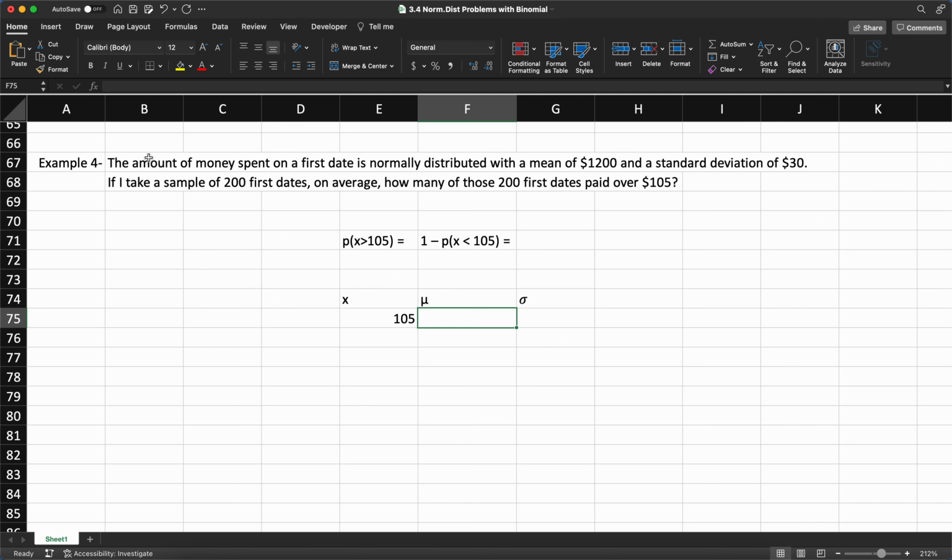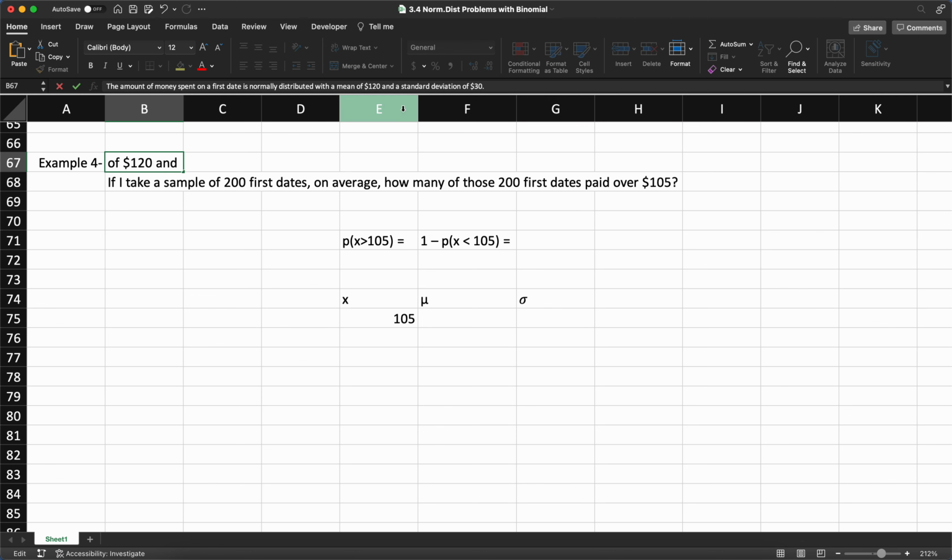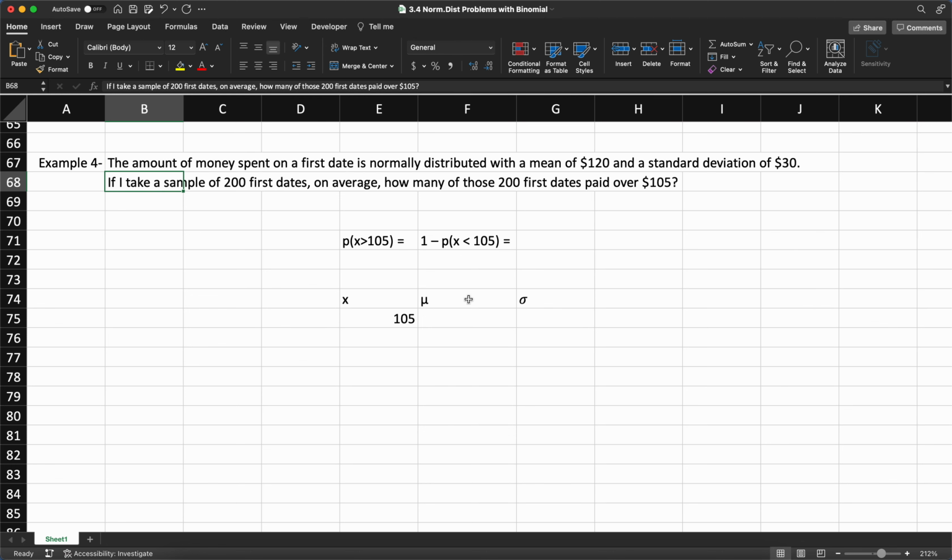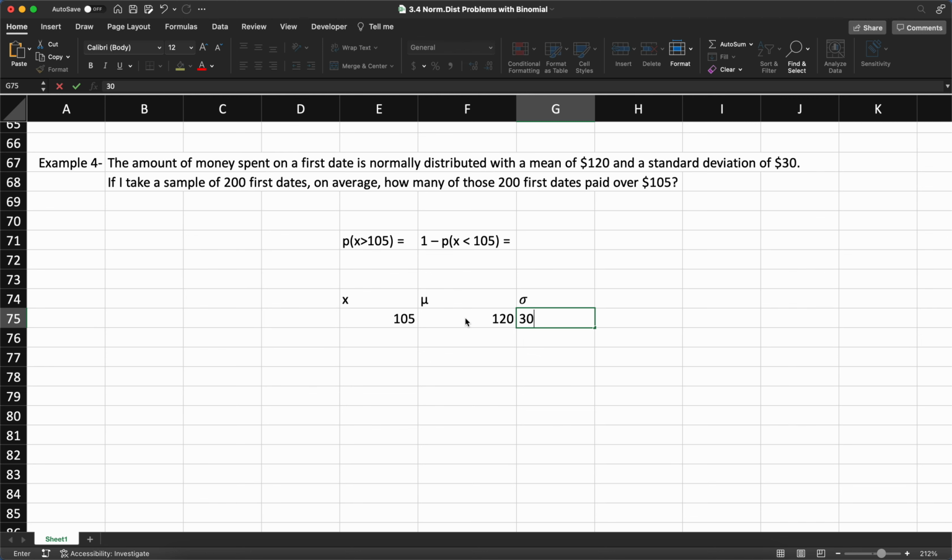I'm sorry. This is another typo here. It's $120, not $1,200. These people aren't crazy. So $120 is the mean, and then the standard deviation is $30. All right. Can you imagine spending $1,200 on a first date? Can't really imagine that. All right.